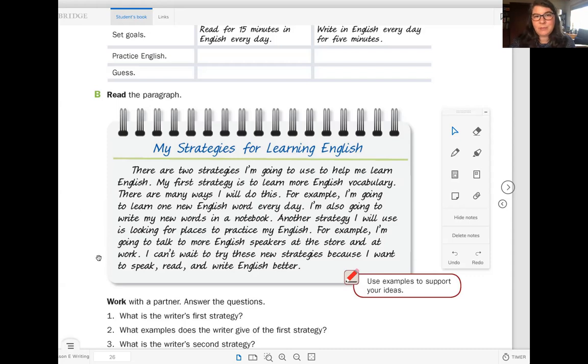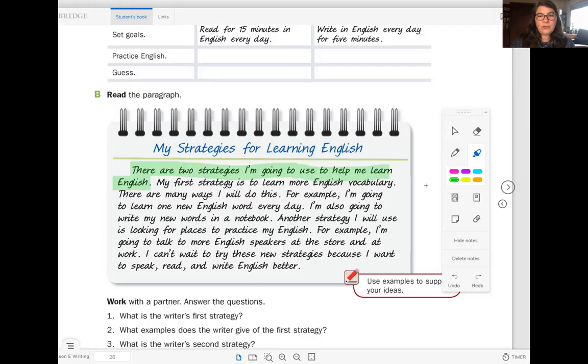So this is an excellent paragraph, and I want to look at why it's a good paragraph and share this organization with you so you can tell me your ideas. So the first sentence is what? What is the first sentence always? It's at the top, and it's a topic sentence. When you read this sentence, you understand what the whole paragraph is about. There are two strategies I will use to help me learn English. So you understand you're going to hear about two strategies with details.